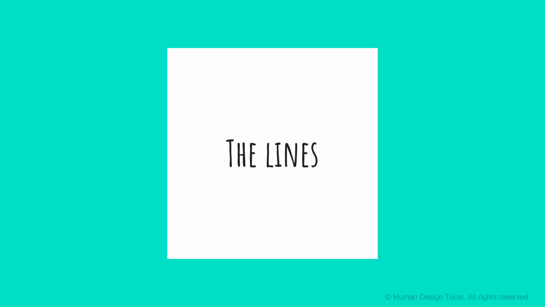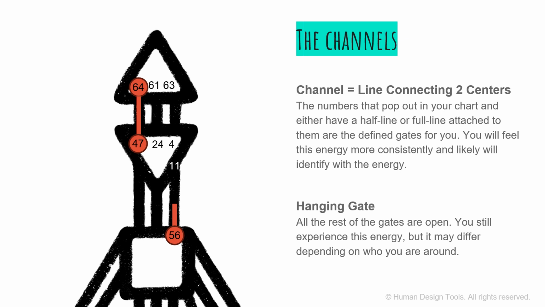Now to the lines. The lines are the channels. So a channel just means that it's a line connecting 2 centers. So they pop out, in some way, like they're highlighted, like I was talking about, as a defined gate. But then there is a line that is fully connecting 2 of the shapes together. And you're going to feel this energy more consistently as well and identify with that energy. And it also lights up or defines each of the centers that it's connected to.